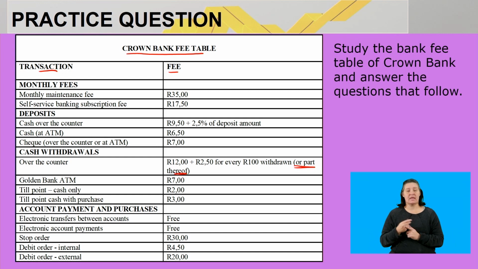Then we have our account payments and purchases. Electronic transfers between accounts are free. Electronic account payments are also free. Then a stop order is 30 Rand, a debit order internally is 4 Rand 50, and an external debit order is 20 Rand. Guys, remember, every bank has its own fee structure. Let's look at our first question.